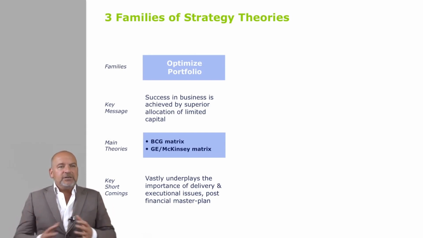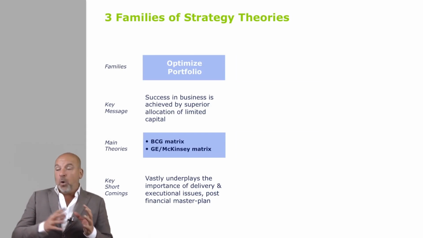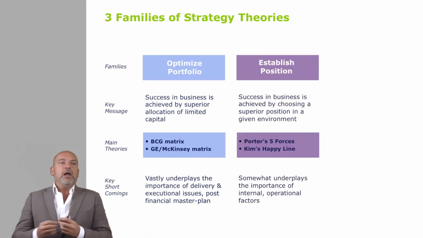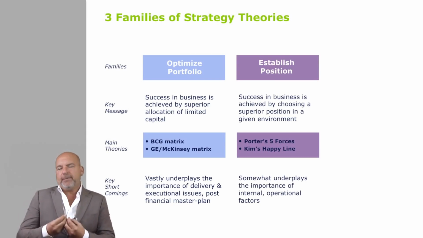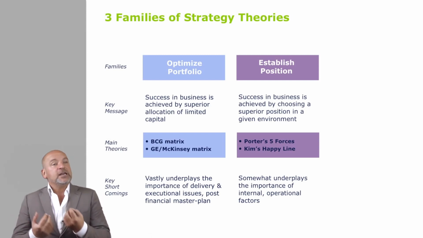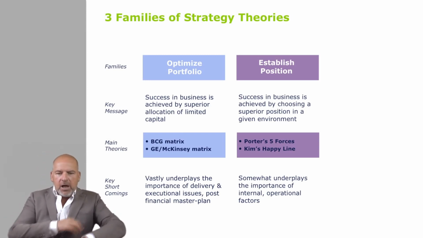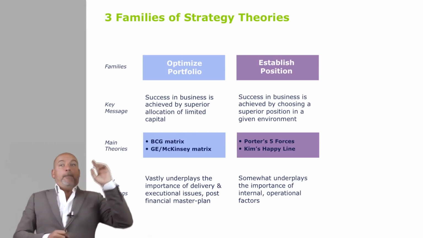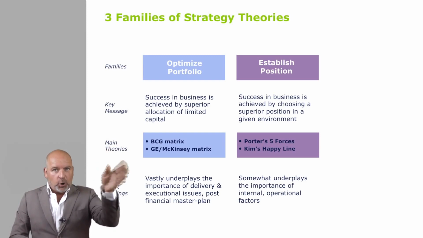Optimized portfolio dominates the intellectual business landscape of the 70s until 1980, when Michael Porter creates a whole new family out of thin air. And allow me to describe this family as established position. The underpinning message of all the theories in that family is success in business is achieved by choosing a superior position in a given environment. So it's not about move things around and things will get better, it's assess your environment, pick a position, go for it.